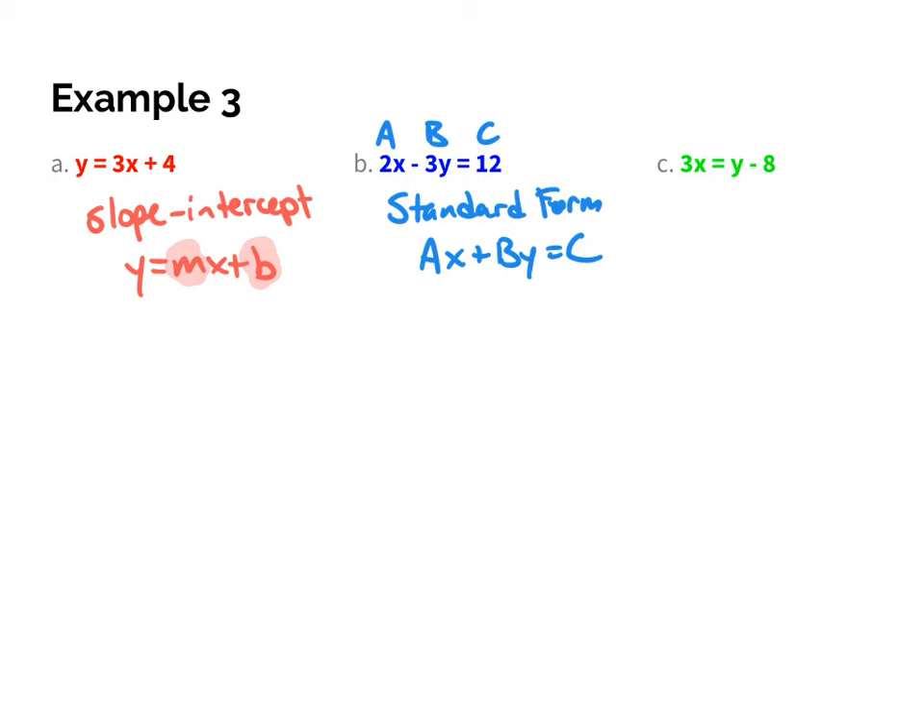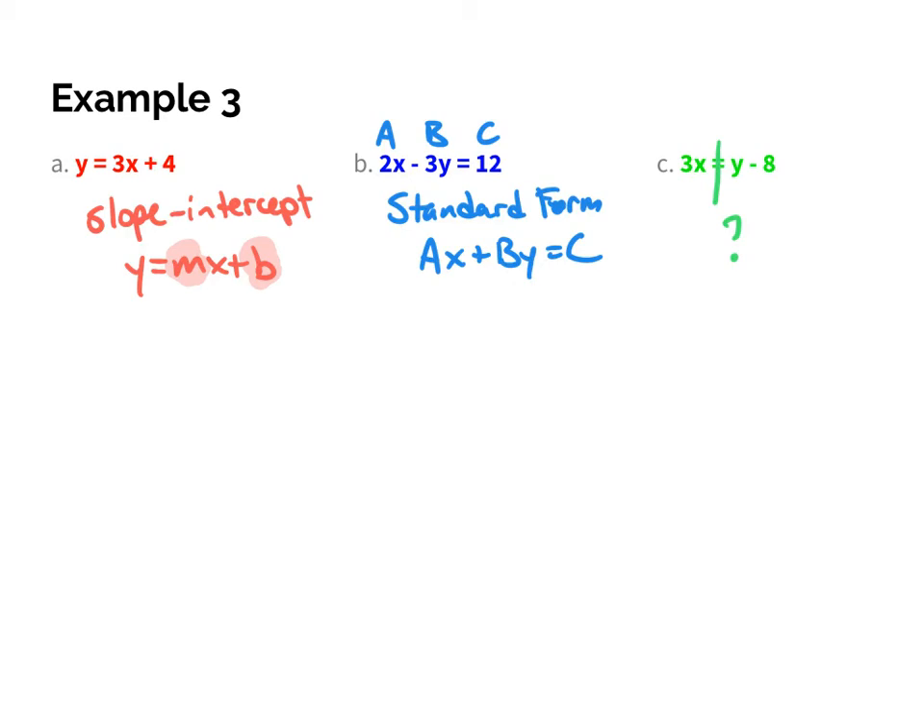In this last one, we have 3x equals y minus 8. All right, is that one written in slope-intercept form? No, this one does not say y equals. Is it written in standard form? No, it does not have x and y on the same side. X and y are on opposite sides of that equal sign. So this one's not written in a special form, okay? If we were ever to see this, we might have to actually rewrite it into one of those two forms.